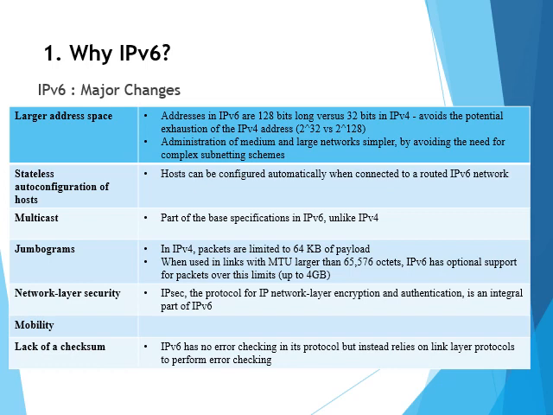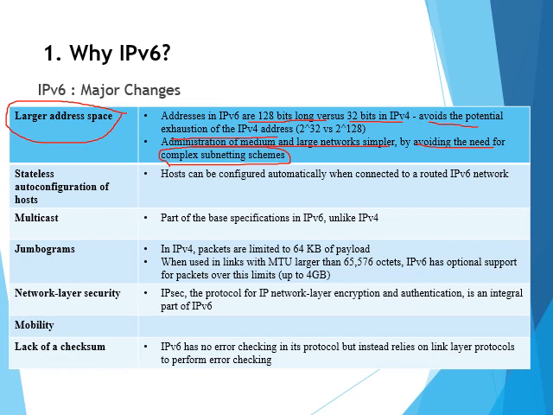Okay, these are the major changes in IP version 6, which are the reasons why IPv6 needs to be implemented. First, IPv6 provides a larger address space because IPv6 addresses are 128 bits long versus 32 bits for version 4. So it avoids the potential exhaustion of IP addresses. Administration of medium and large networks is simpler by avoiding the need for complex subnetting schemes. There is no subnetting scheme required in IP version 6.